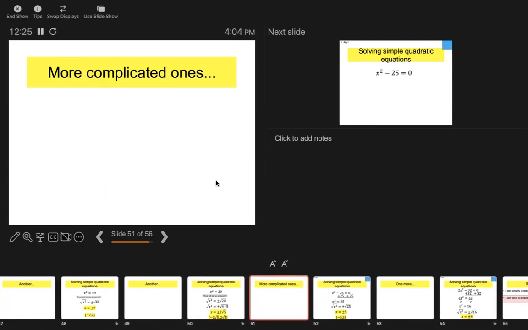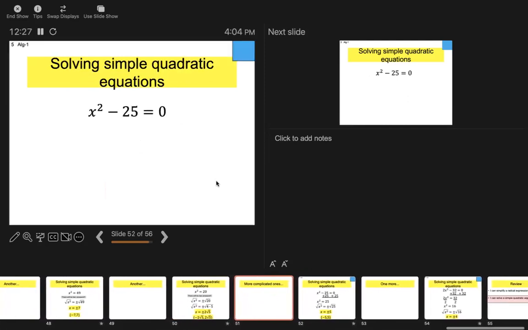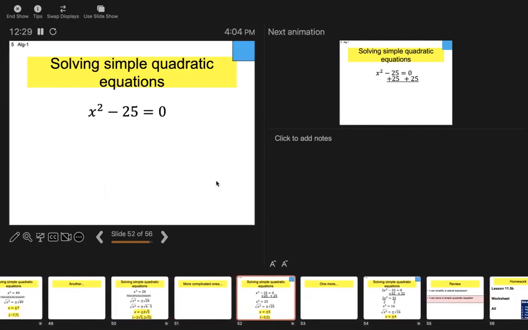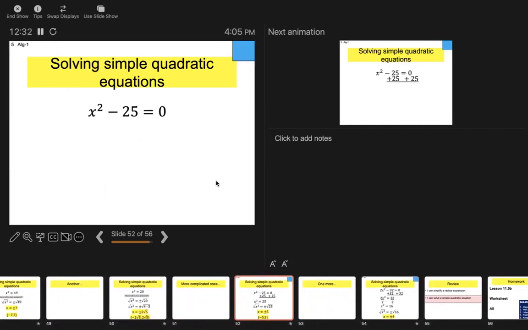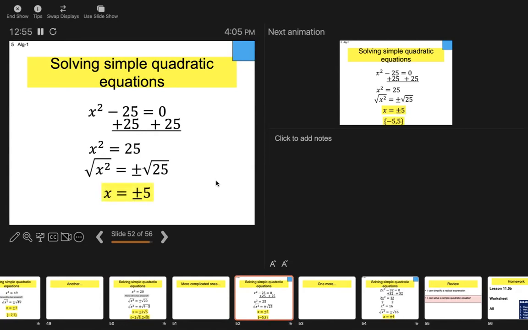The more complicated ones are just as easy. They just involve more numbers to get rid of. So check this one out. I'm not going to take the square root first. I'm going to get rid of the -25 first. So to get rid of -25, inverse operation, we add 25. To get rid of squaring, we take the square root. But remember, when you take the square root of a variable, on the other side, we've got to put a plus or minus. Plus or minus square root of 25. Well, the square root of 25 is 5. The square root of x squared is x, so we get x is equal to plus or minus 5, or x is -5 or +5.